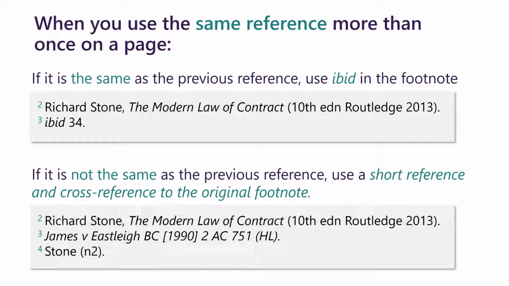If your subsequent citation is not the same as the previous reference, you use the short reference and then cross-reference it to the original footnote. Here we can see the second footnote is for Richard Stone's The Modern Law of Contract book. This is then later used for footnote 4. So, instead of repeating all of this information, we simply put the author's surname, in this case Stone. I've then in brackets put n 2 to link this to footnote 2.